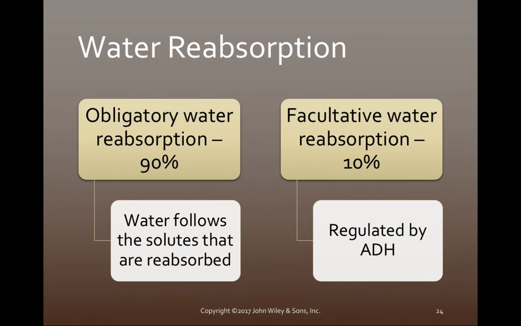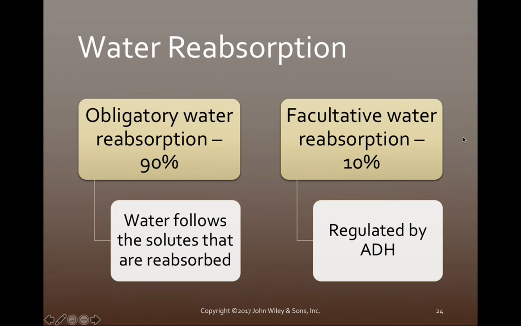Obligatory water reabsorption is named because in this type of reabsorption, water is going to follow the solutes that are already being reabsorbed. We must think back to the concept of osmosis, how the solvent is going to follow the solutes. And so if solutes are moved from one side of a membrane to another, water is going to follow by osmosis. We call this obligatory water reabsorption because water is obliged to follow because of the osmotic pressure gradients that are changing when solutes move compartments.